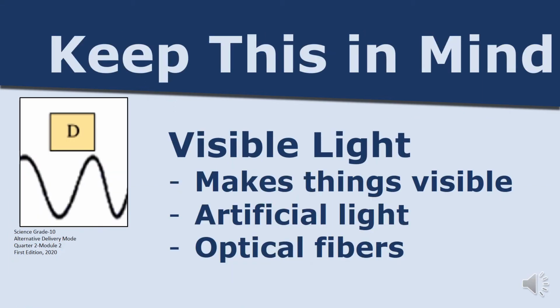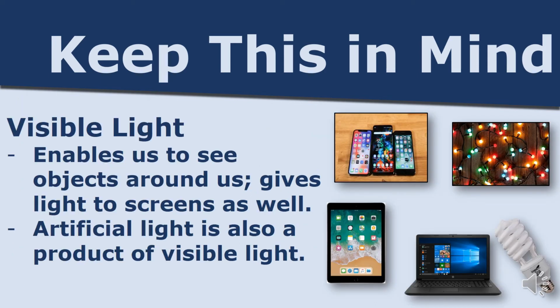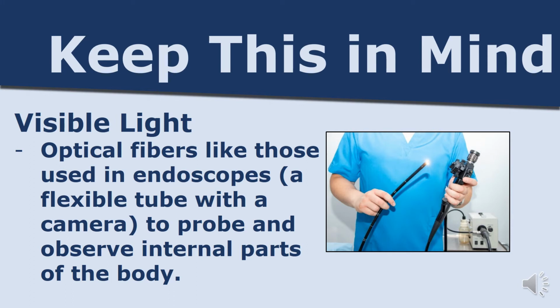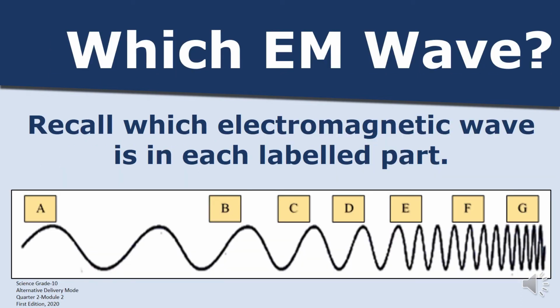That is indeed visible light. It makes things visible, we get artificial light from it, and optical fibers. Visible light enables us to see objects around us, gives light to screens as well. Artificial light is also a product of visible light. Optical fibers, like those used in endoscopes, or a flexible tube with a camera to probe and observe internal parts of the body. How about the fifth, letter E?